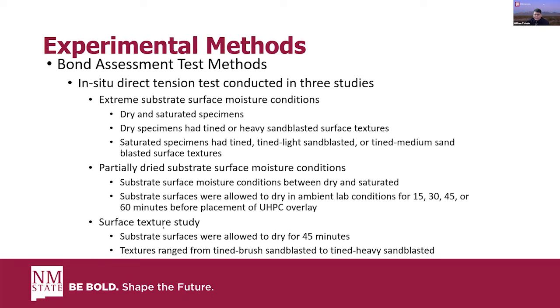We also want to investigate surface textures. We performed a surface texture study, which investigated degrees of aggregate exposure. This is where we used the ACI 303 to define those brush, light, medium, and heavy sandblasted textures. So here we use the substrate surfaces that were allowed to dry for 45 minutes because this was the last case when there was visible moisture. And of course, the textures range from tined brush sandblasted to tined heavy sandblasted.